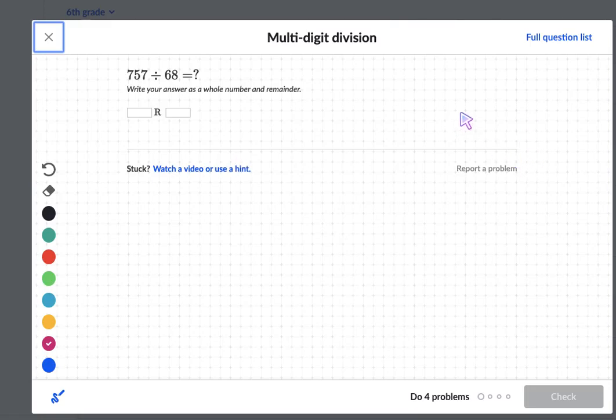And I first need to know how to set up my problem. So our dividend needs to go inside. That's the whole that we're actually dividing into parts. And then my divisor needs to go on the outside. So I need to know how many times 68 goes into 757. So I'm going to make a key first with my easy products.